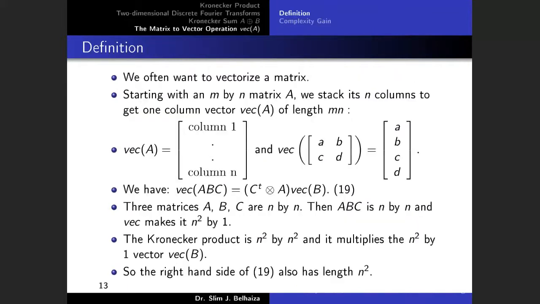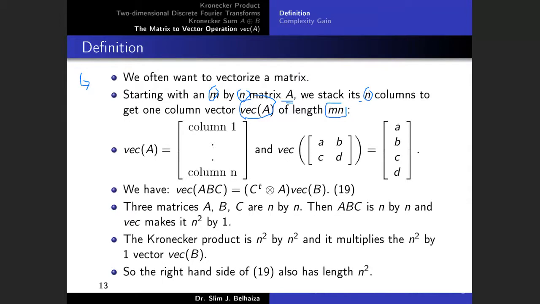Okay? So the last thing I would like to show you is how useful it is to use what we call vectorization of a matrix. In fact, we often want to vectorize a matrix, and you see that this provides a complexity gain to perform large operations. So starting with an m by n matrix, we stack its n columns to get one vector. We call it vec of A, and its length is m by n.